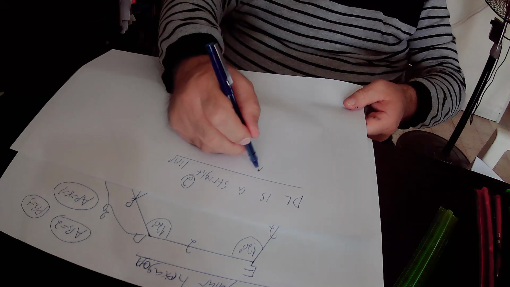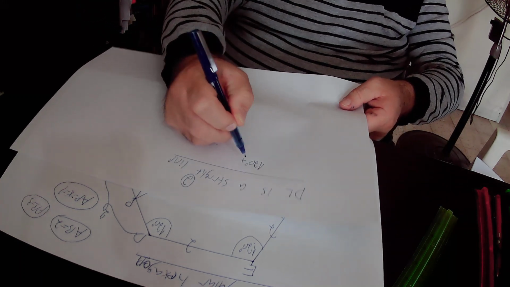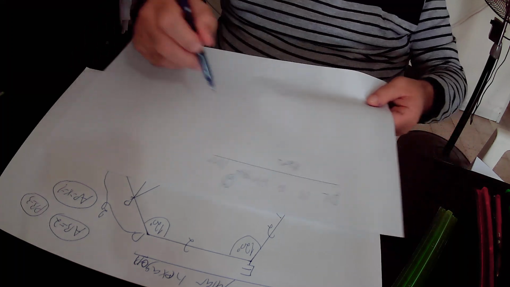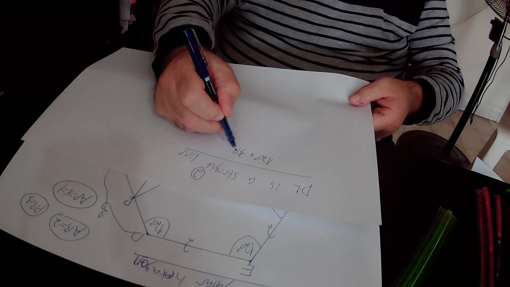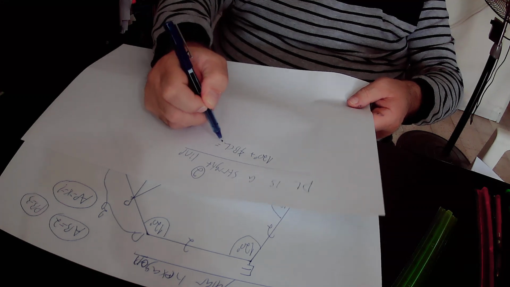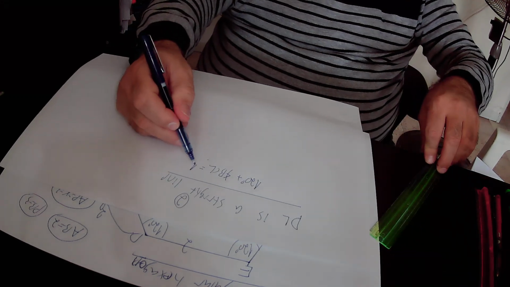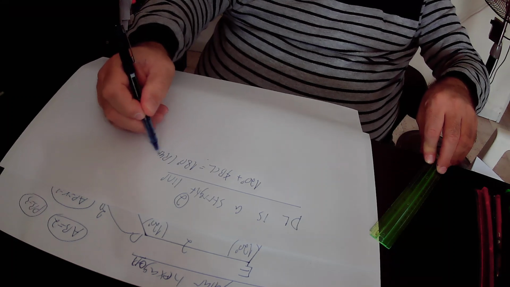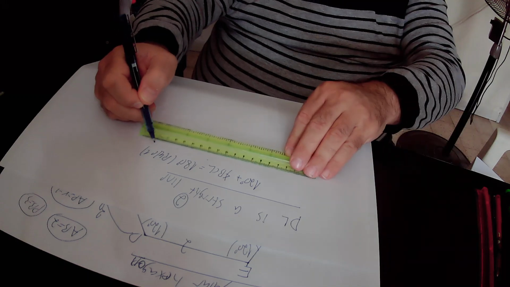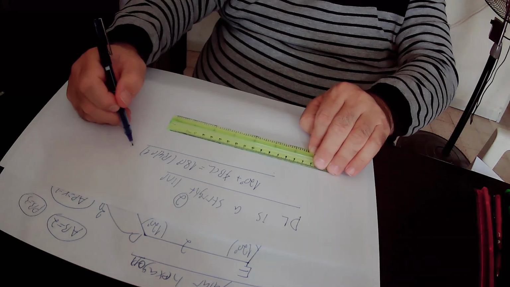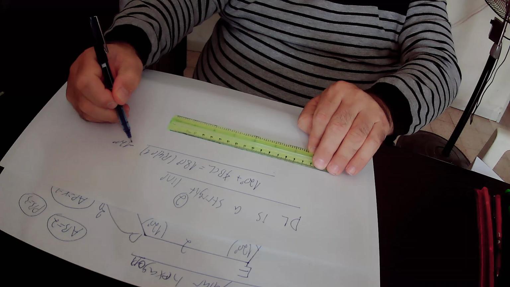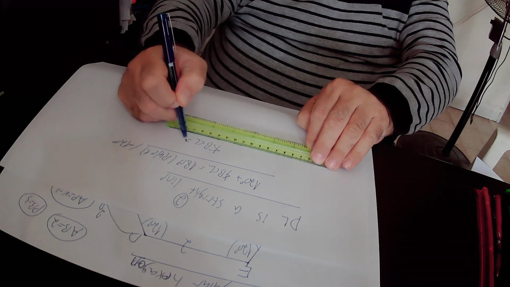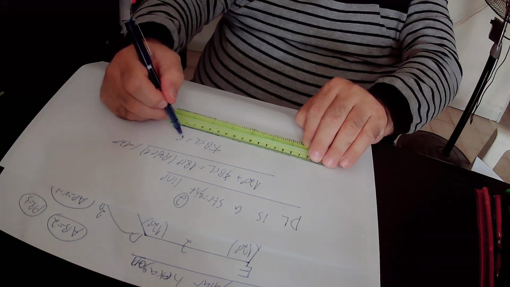So 120 degrees plus the missing angle, that is this angle, angle BCL. In total, the sum of those two angles must be equal to 180 degrees according to rule number 1. Here we subtract 120 degrees from this equation, and we get that the missing angle, angle BCL, equals 180 degrees minus 120 degrees, it is 60 degrees.